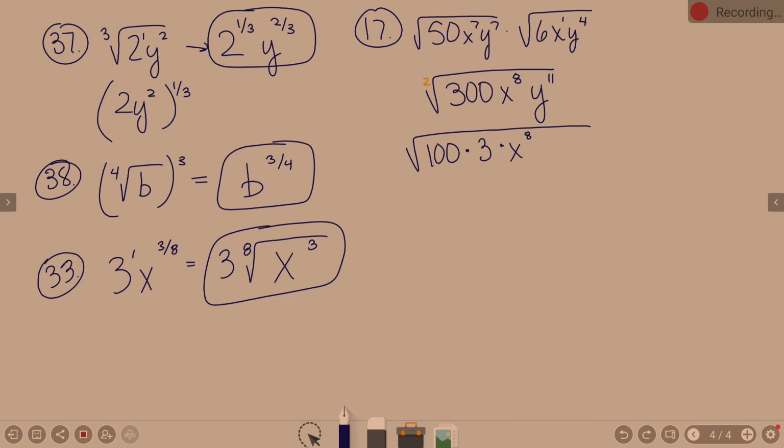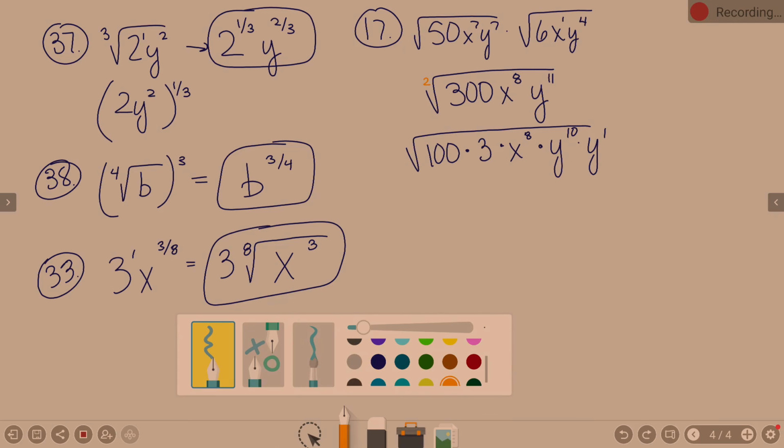It does divide. Can I do the square root of y to the 11th? Does 11 divide by 2? No, I get a decimal. So, you guys know the question I'm going to ask, right? Closest number below 11 that does divide by 2. That's going to be our 10. So I'm going to break this up into y to the 10th times y to the 1st. 10 does divide by 2. 1 is the leftover piece.